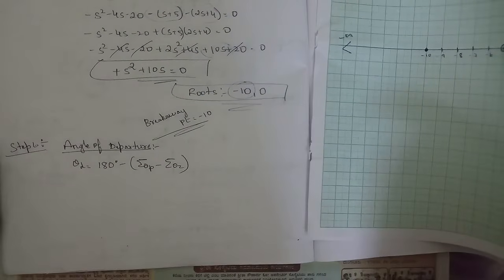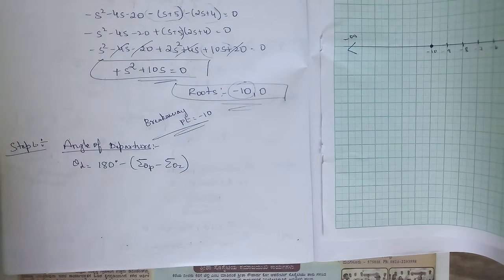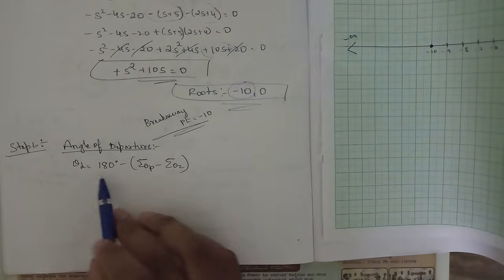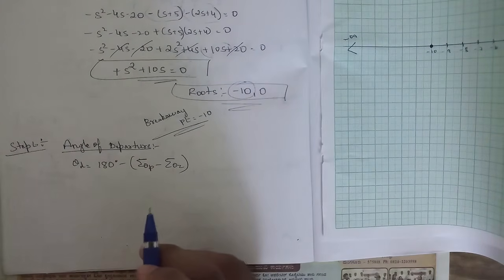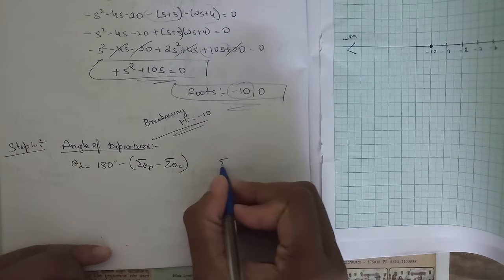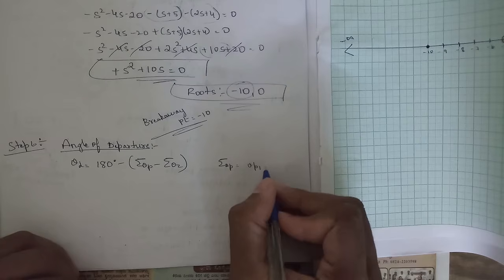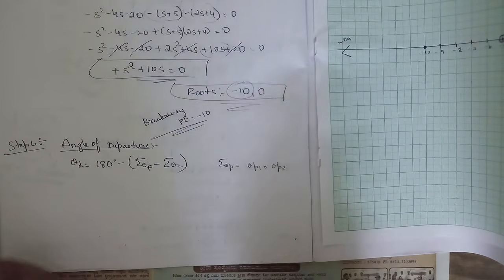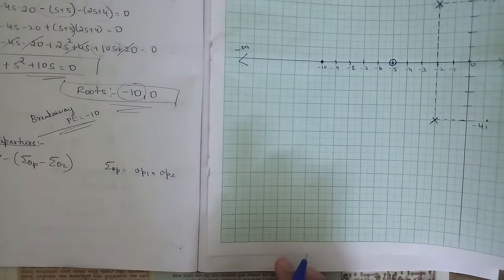So the angle of departure, I've written it like this, right? The formula is theta d is equal to 180 minus summation theta p minus summation theta z. So we need to be finding separately the summation of theta p, that is theta p1 as well as theta p2. Okay, how to find these two angles now, theta p1 and theta p2?